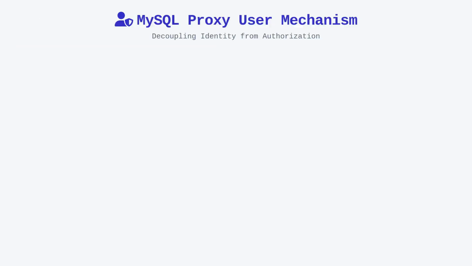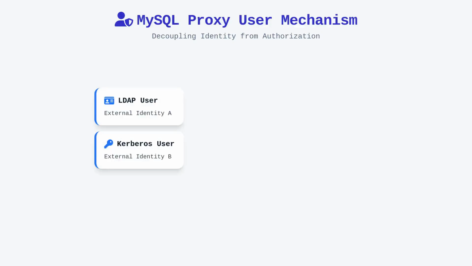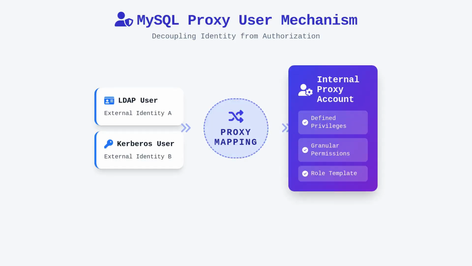A powerful auxiliary mechanism for managing these external identities is the use of proxy users. This feature allows you to map an external user authenticated via one of the external plugins to an internal MySQL account that possesses the necessary privileges. By using the proxy privilege, a specific internal user serves as a template or a functional role that the authenticated external identity adopts upon connection. This abstraction layer is quite useful because it decouples the identity that exists in your LDAP or Kerberos store from the granular permissions required to interact with schema objects.